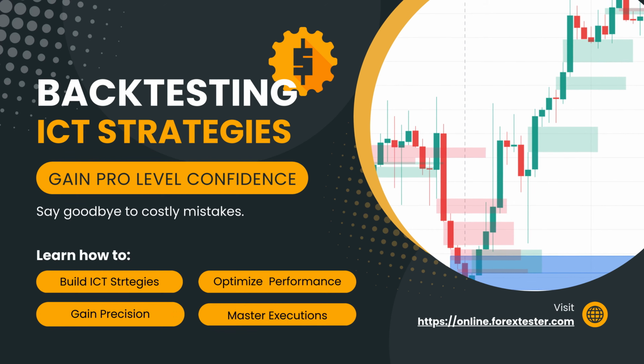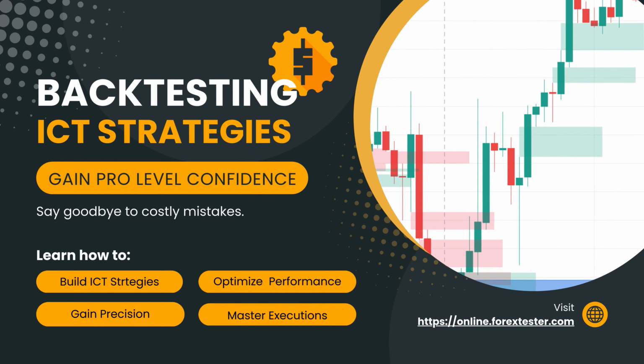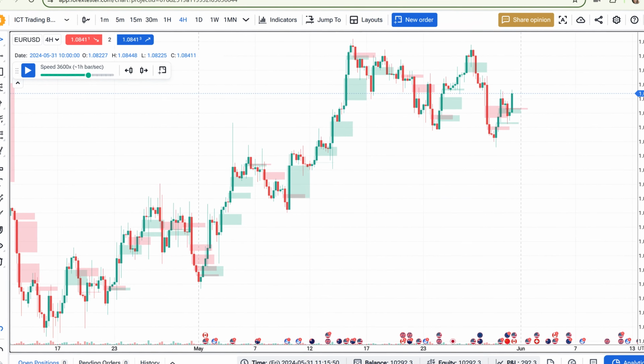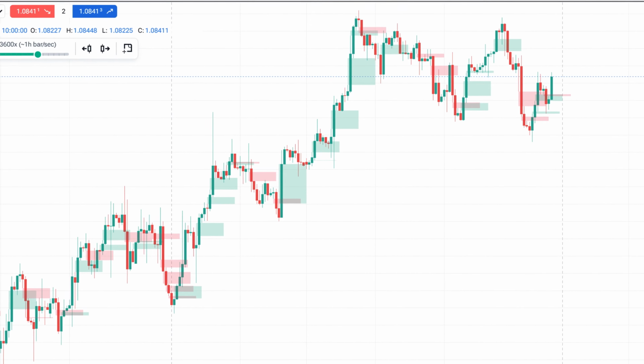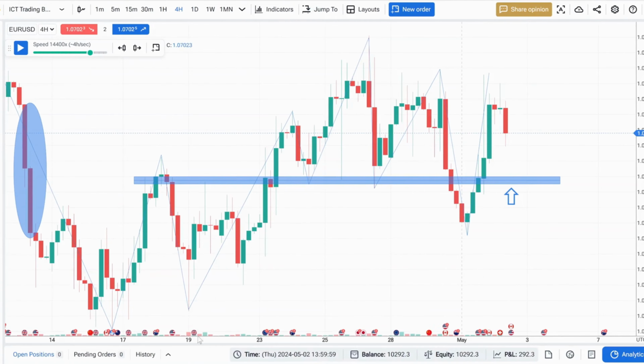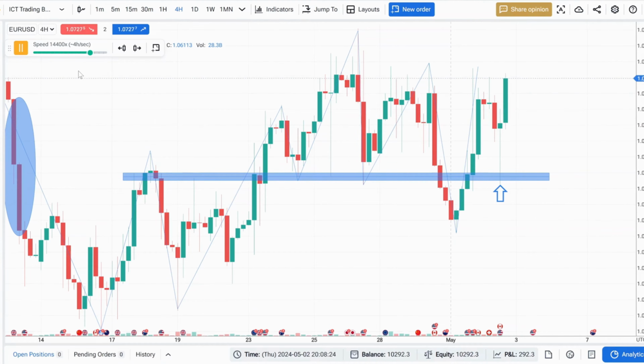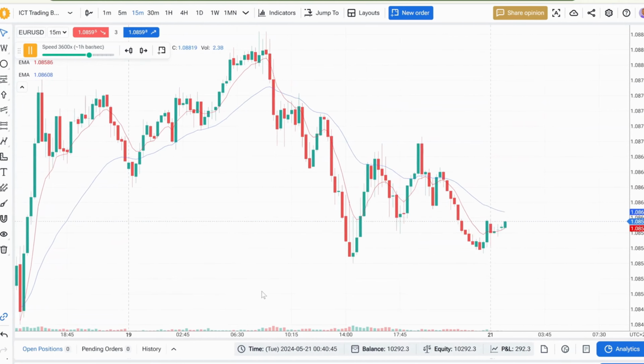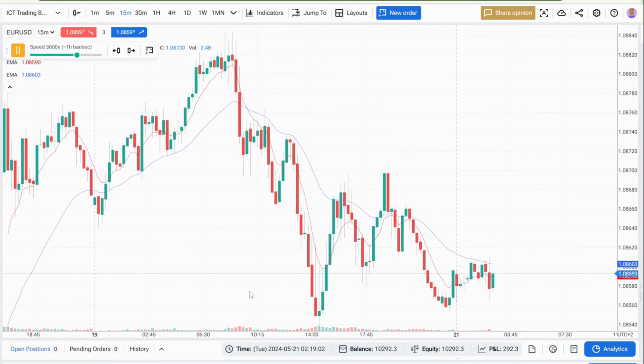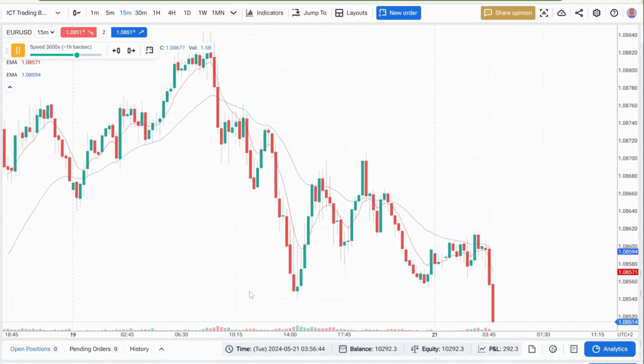What makes ICT trading so special? It's all about reading the market's deeper story, spotting how big institutional players move, understanding market structure, and seeing how different patterns work together. Unlike trading systems that rely on indicators and can be easily turned into algorithms, ICT trading needs something more. It needs your judgment and understanding.